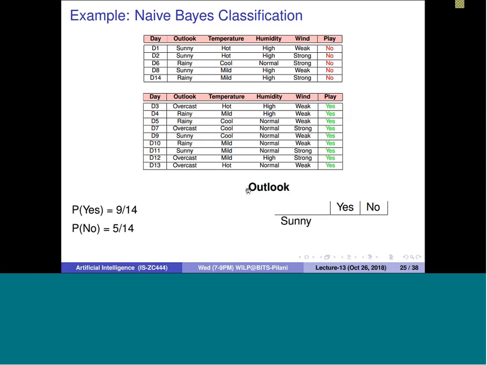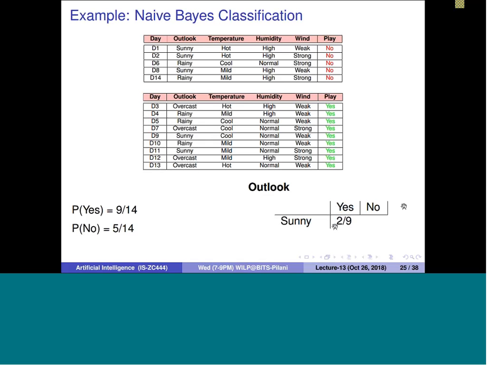All right. If you take the outlook, and outlook is equal to sunny, what is the probability given yes? With yes, what is the probability that it is sunny? Go into the yes area and see how many times sunny is there. Sunny is 1 here, 2 here, 2 times sunny is coming, and how many yes are there? 9. So 2 by 9. Can you see this 2 by 9?